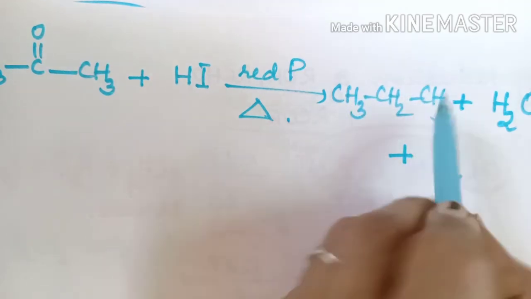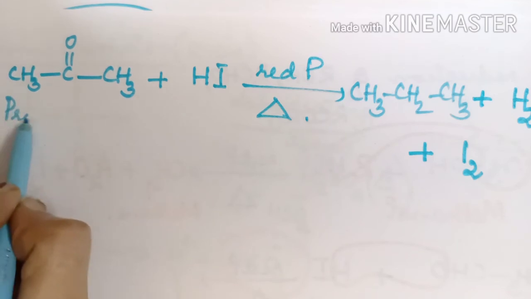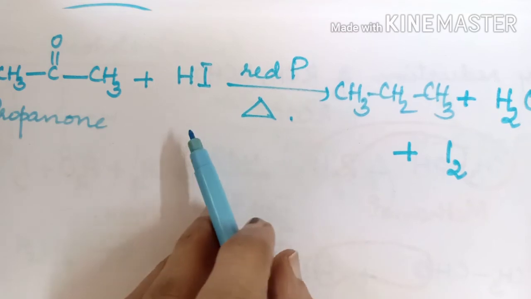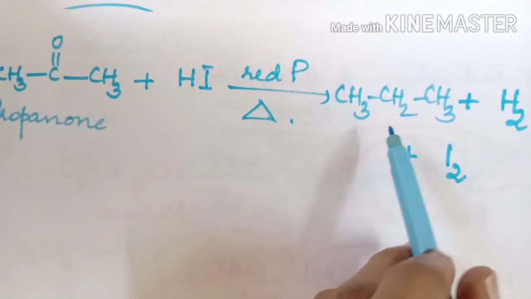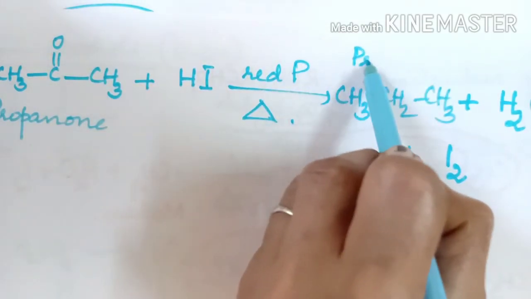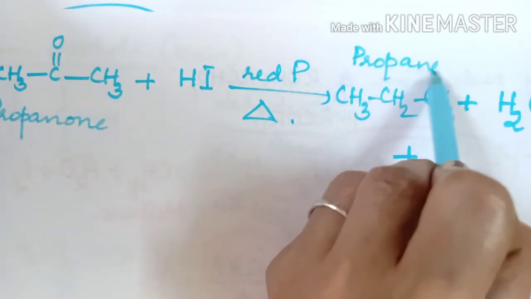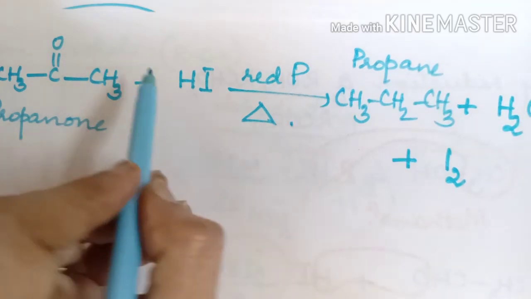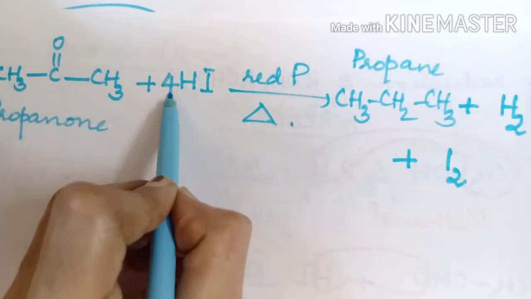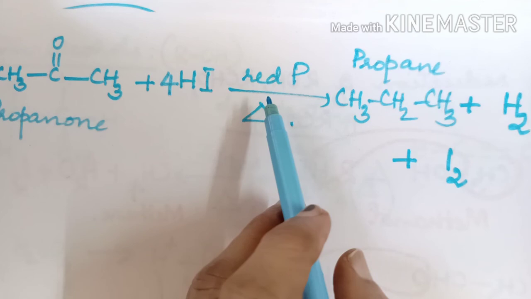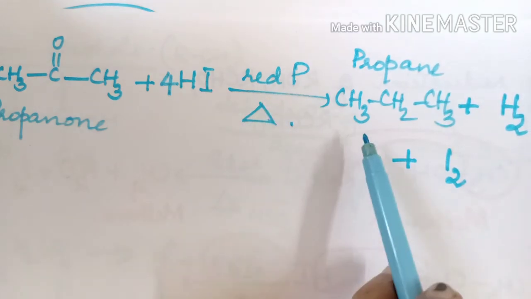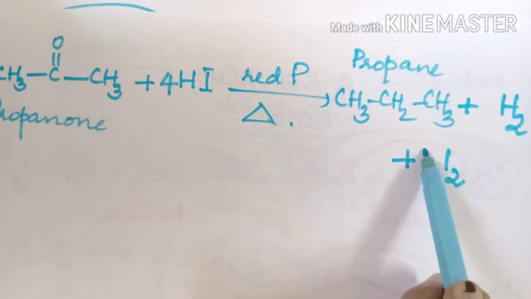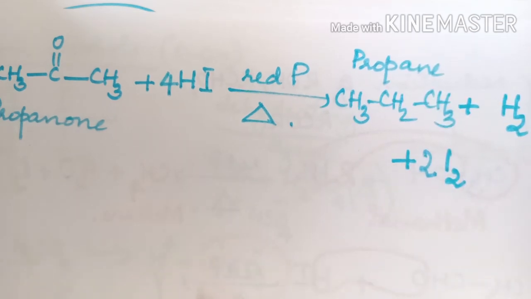So what are the products formed? Propanone on reaction with HI and red phosphorus will give you propane plus water plus iodine. So here you have to take 4 molecules of HI in the presence of red phosphorus, resulting in propane, water and 2 molecules of iodine.